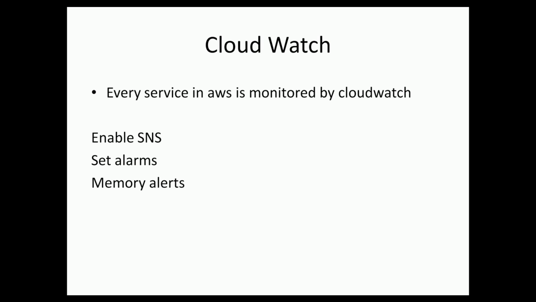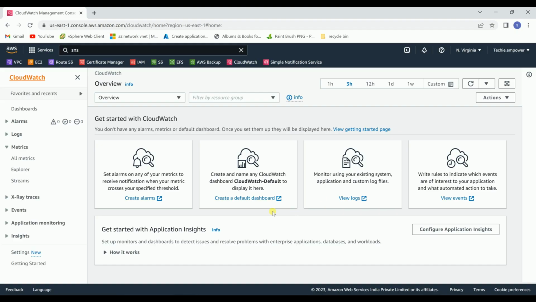In this video we'll look at CloudWatch. So CloudWatch is an AWS service which is used to monitor your other AWS services. In this video I'm gonna show you how to enable SNS and set alarms on your EC2 CPU utilization and memory utilization. So log into your AWS account and search CloudWatch.